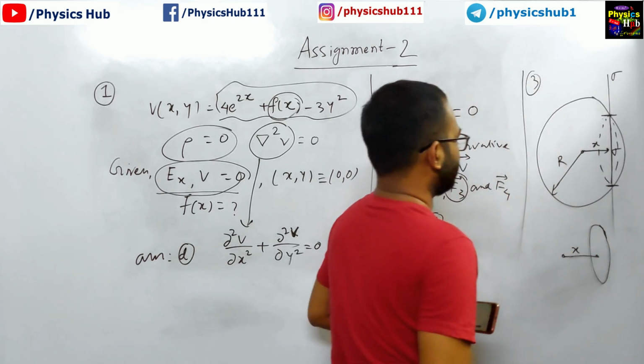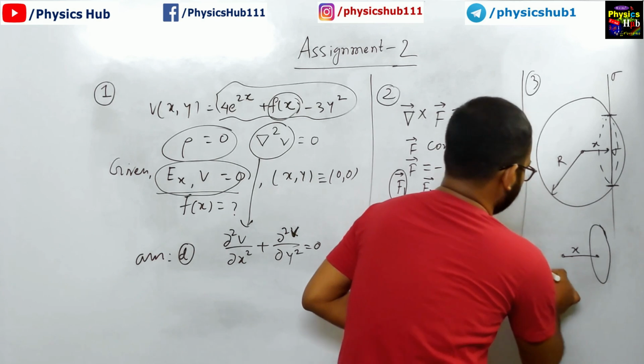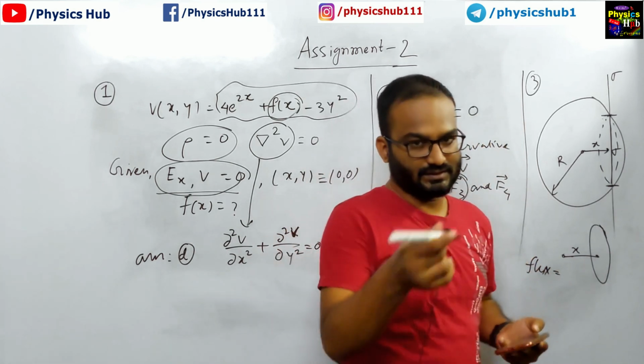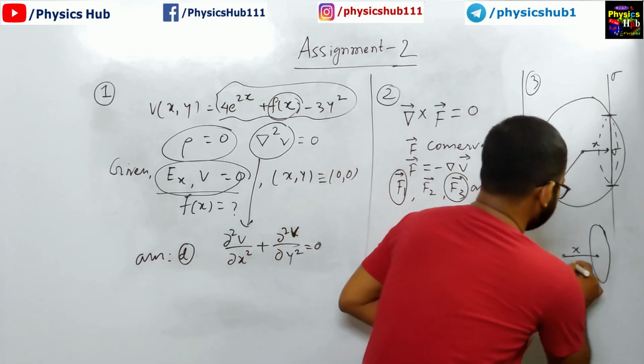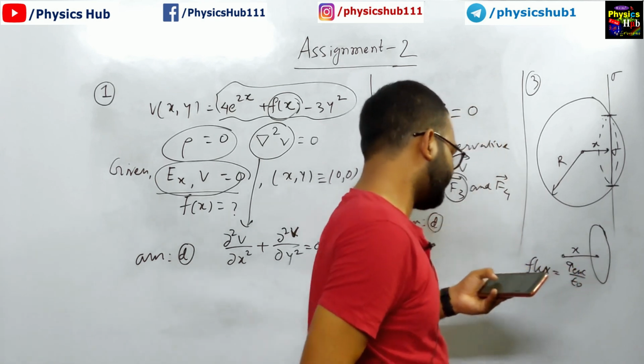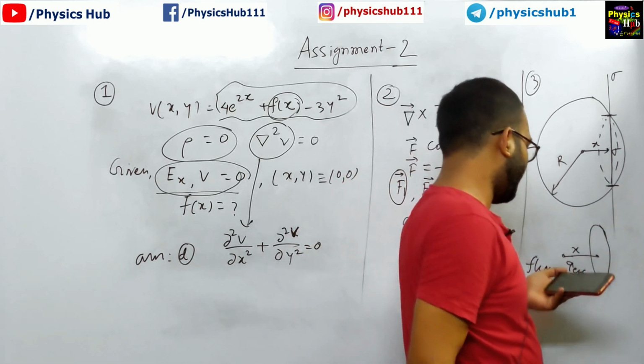So you have to find the flux. What is the formula of flux? How can we evaluate flux? Flux is the integral of E dot ds. So flux is equal to q enclosed by epsilon naught. So what is q enclosed?